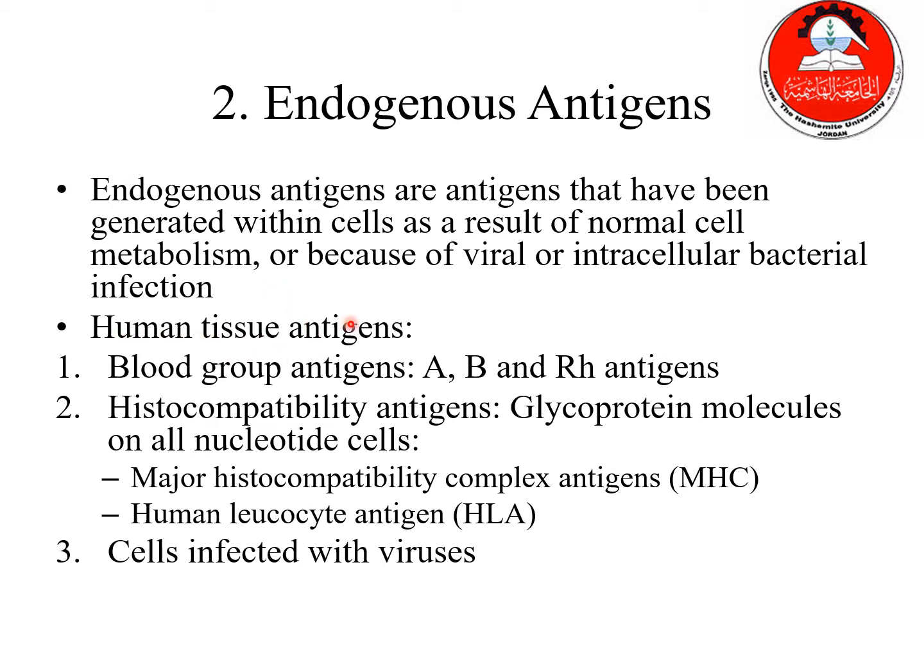Examples of the endogenous antigens, we have the blood group antigens. The A, B, and Rh antigens are examples of endogenous antigens. We have the histocompatibility antigens. They are glycoprotein molecules present on all nucleated cells. We have the major histocompatibility complex antigen, and we have the human leukocyte antigen, and those are examples of endogenous antigens. And once again, any intracellular infection, whether with viruses or bacteria, represents a source of an endogenous antigen.